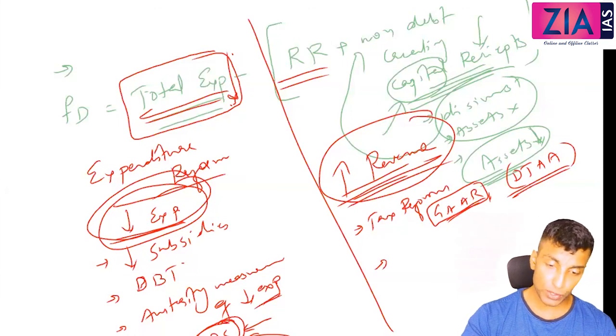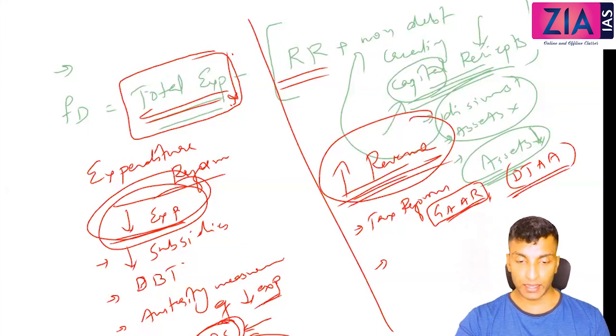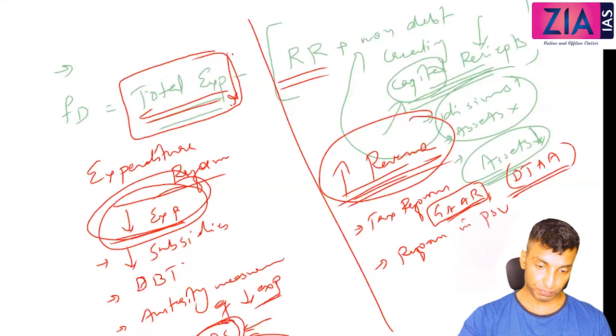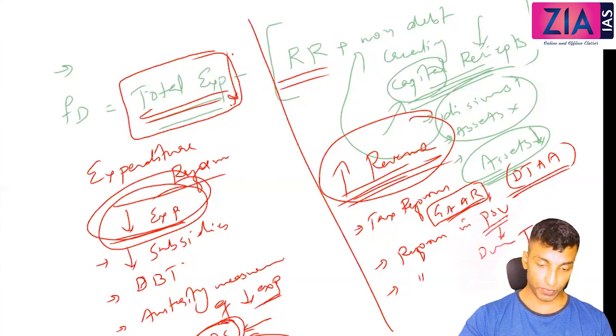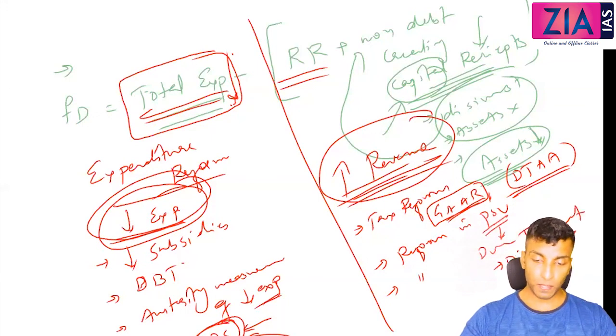Then reforms in PSUs, because I told you one of the most important sources of revenue receipt that we have discussed is the profit of PSUs. So reform in PSUs. Similarly, when we discussed PSUs, I told you about departmental undertakings, right? We discussed post, we discussed railways, etc. So reform in departmental undertakings also. And then disinvestment, you can write that also. So these are the ways in which you can reduce the fiscal deficit.